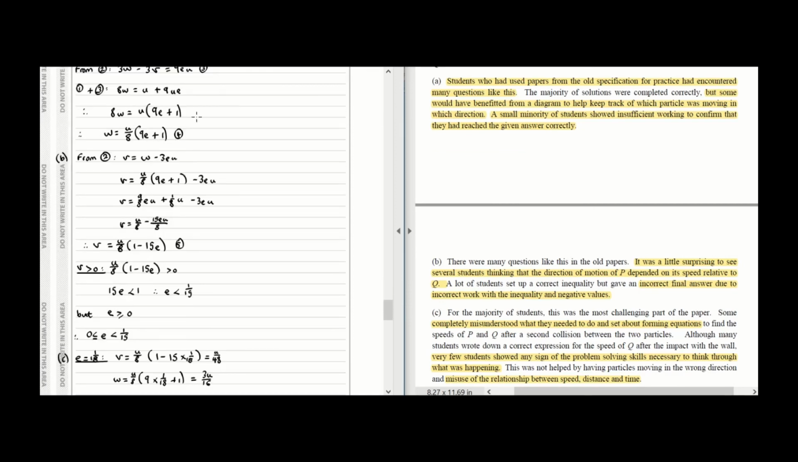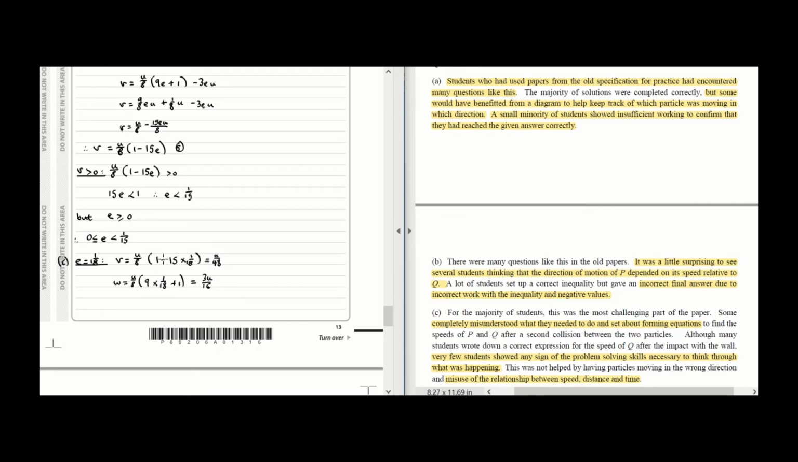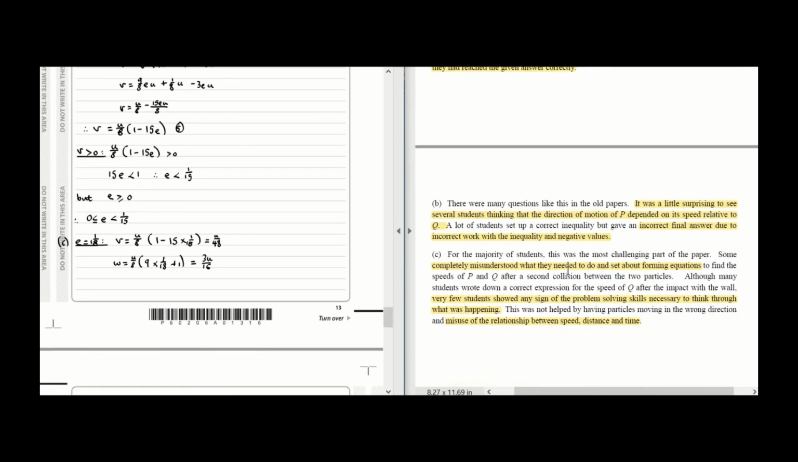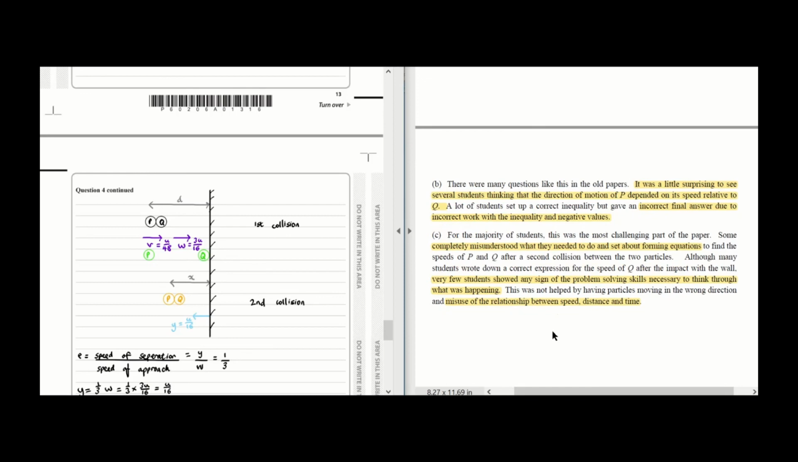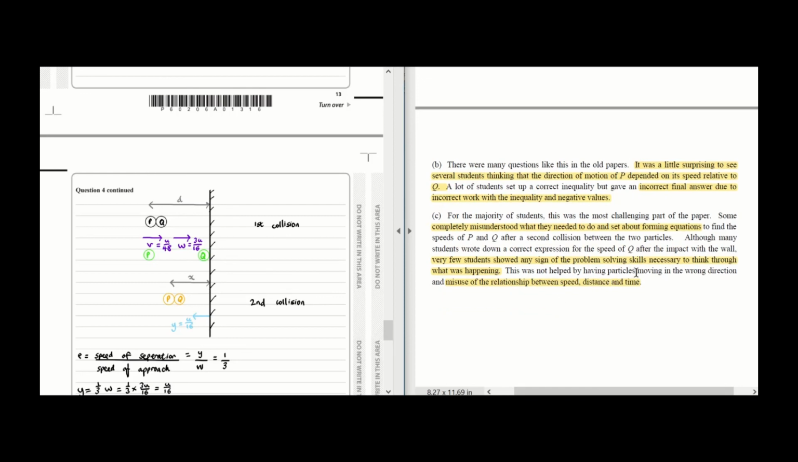In terms of part C, that was pretty hard. Some people, well, a couple of people completely misunderstood what they needed to do in forming equations. Again, I think a diagram would help. Many people found the correct expression for finding the speed of Q, so I thought this y over here, but they failed to think what was happening. This was not helped by having particles moving in the wrong direction and misuse of the relationship between speed, distance and time, which are all over here.